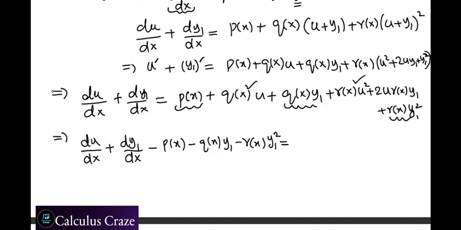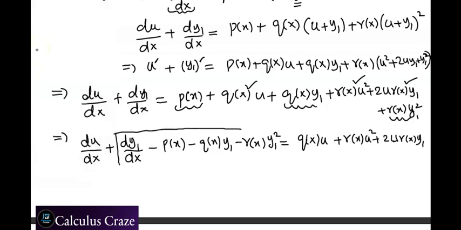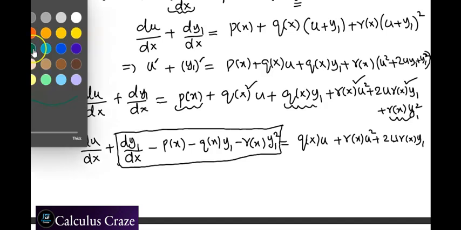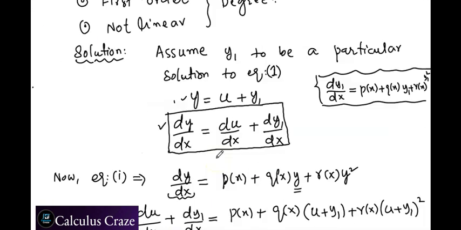This term is left, this term is left, and this term is left. So we are left with q of x times u plus r of x times u squared plus 2 times u r of x and y1, right? Now you can see from here that because y1 satisfies the equation in the sense of a particular solution, this guy is 0. So it follows from this.